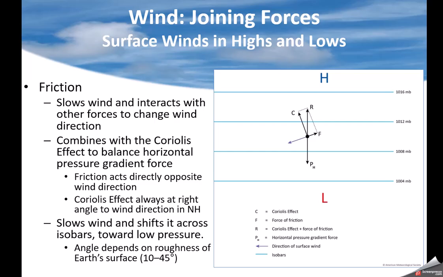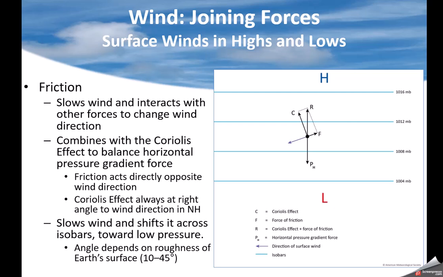Finally, we add friction. When you're down close to Earth, near the surface, friction becomes a significant component. What happens? It slows wind speed down. Well, if the wind's not blowing as much, the pressure gradient is still the same, but the Coriolis effect is not. Because the wind speed is not moving as fast, the Coriolis effect is less.